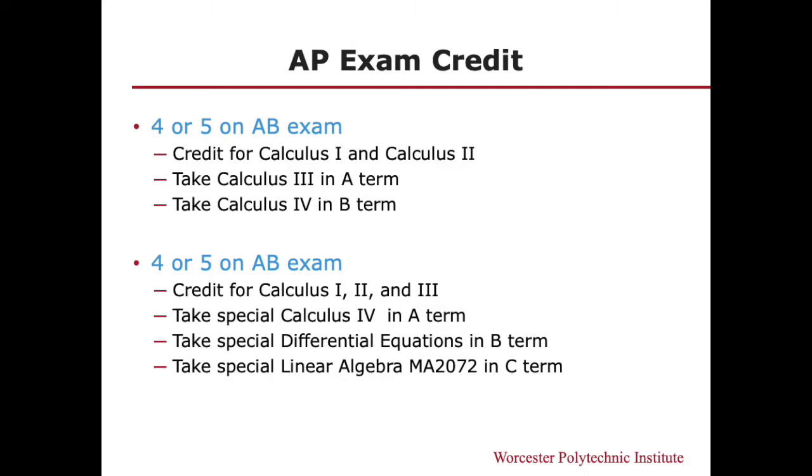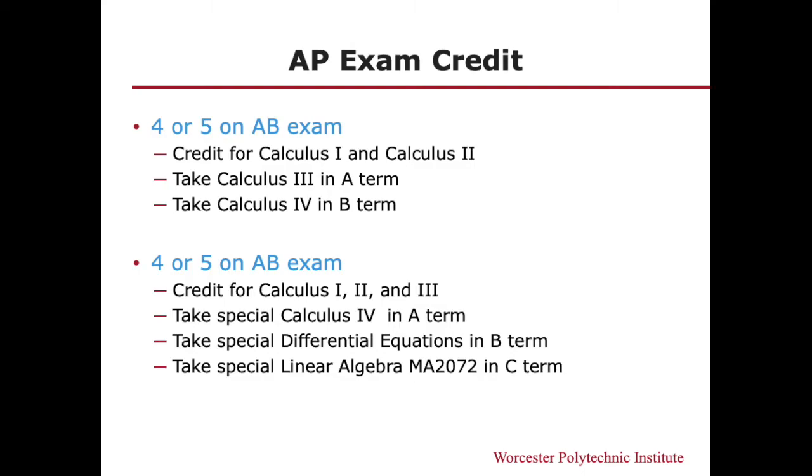If you have BC calculus credit, so if you've taken the BC exam and you get a 4 or a 5, this gives you credit for Calc 1, 2, and 3. And so again, that's 1021, 1022, and 1023. And the natural thing to do here is to start in Calc 4 in A term, which would be 1024.